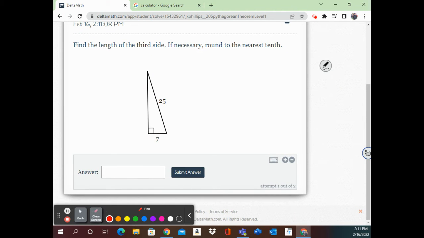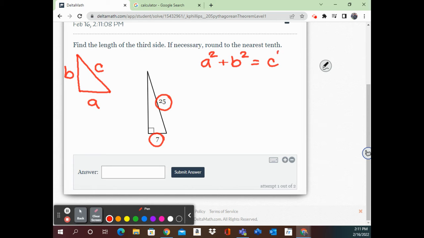So right here, right now, what I notice and what I see is that I have a number here and I have a number here, right? And so what I always want to make sure is I understand my triangle lengths. So I have A, B, and C. A is for short side, B is for long side, C is for hypotenuse. So in this situation, I have an equation for the Pythagorean theorem that's going to be A squared plus B squared is equal to C squared.